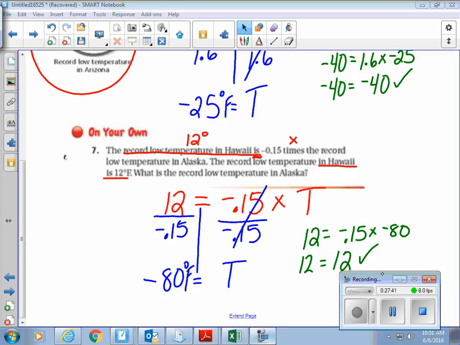Right, so hopefully we were able to answer that essential question. How can you use multiplication or division to solve equations? Well, we use them by using their inverse operations to get these variables by themselves. That's the whole point here. When you're solving an equation, you're solving for that variable. You want that variable to be alone.